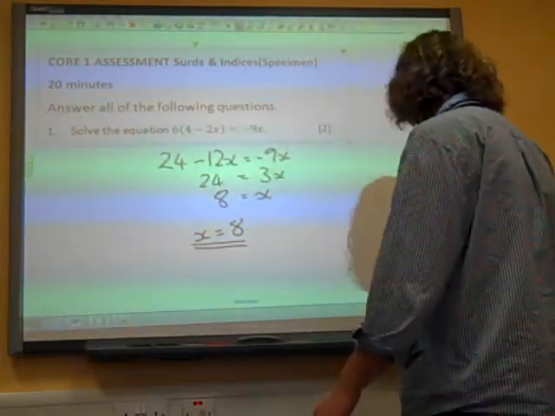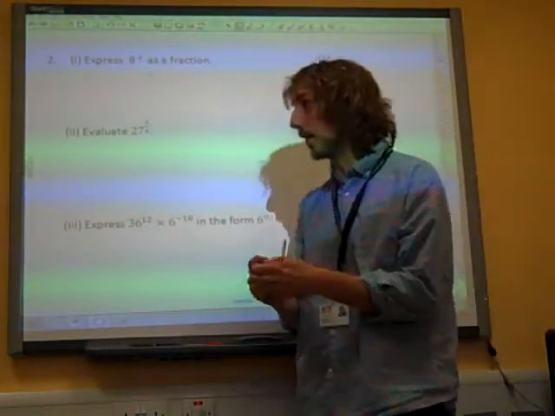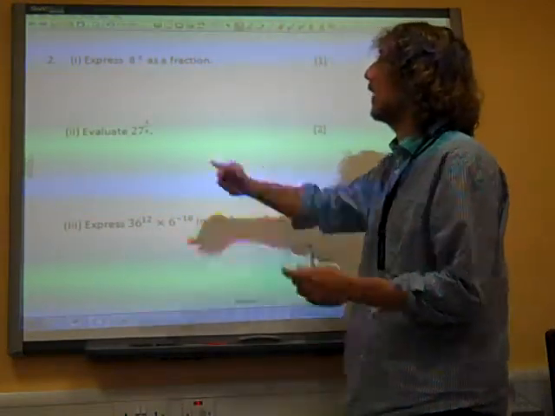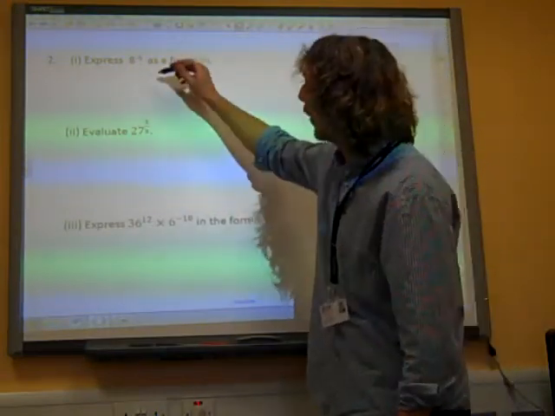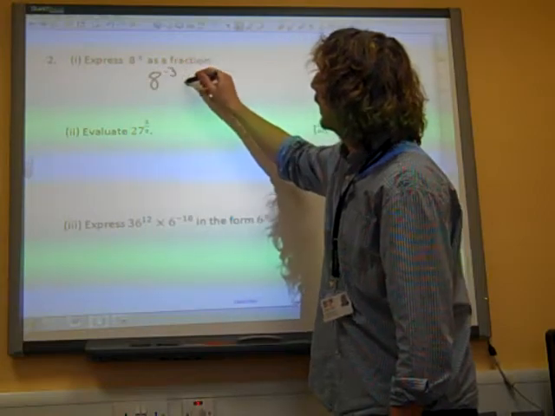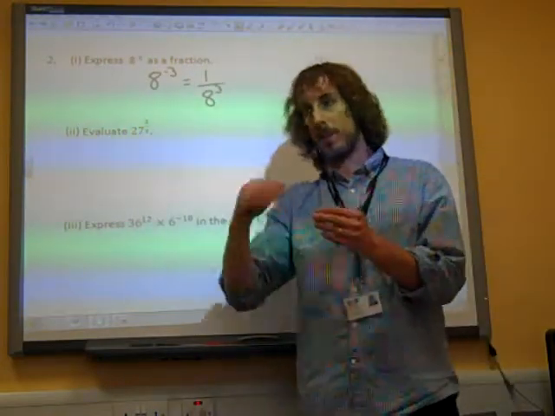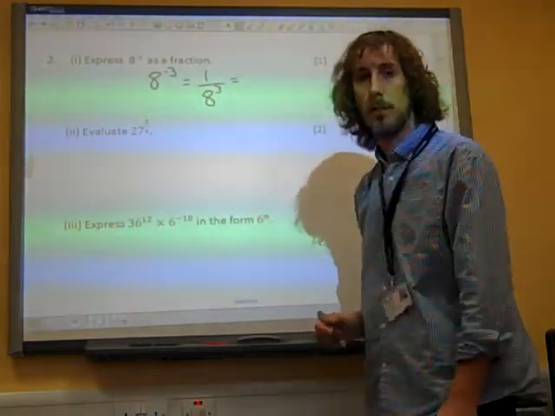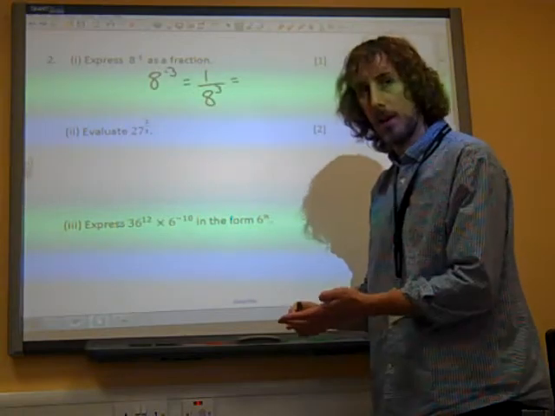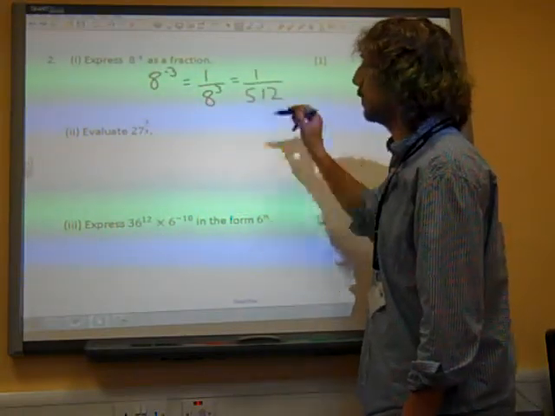Question 2 was using these laws of indices. Now expressing these in simple terms, 8 to the minus 3 is a fraction, so that's 1 over 8 cubed, and negative power means it's the reciprocal, 1 over that value, and 8 cubed is 512. 8 times 8 is 64, times 8 is 512.